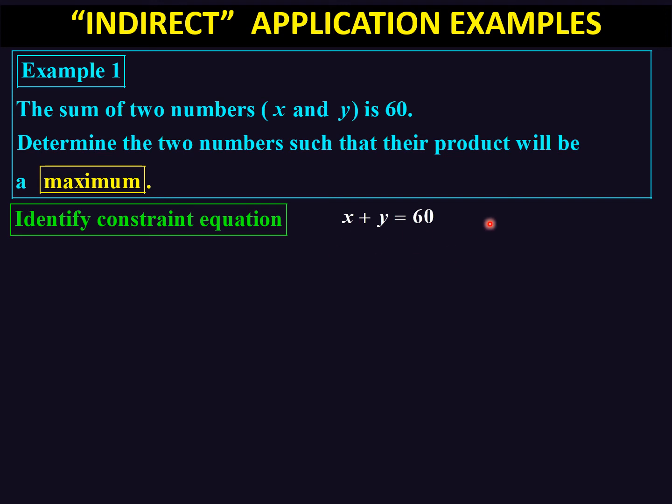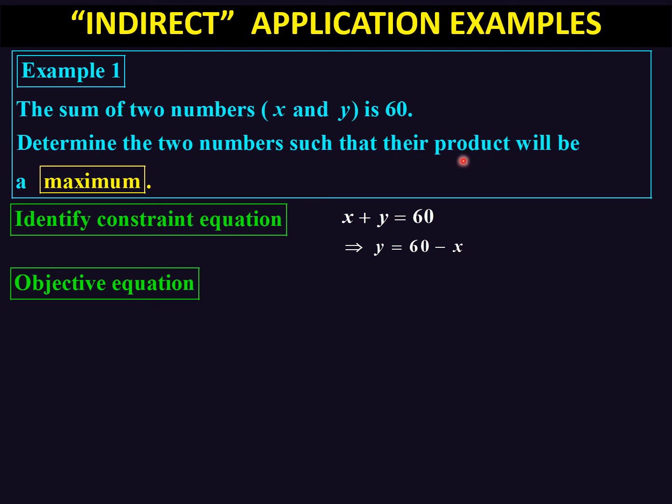We have two variables here, x and y. Let's make one of them the subject. In this case, it's immaterial whether I choose x or y, it will be exactly the same. So let's go for y. y is equal to 60 minus x. Objective equation. Now we have to see what's our objective. We want to maximize. What do we want to maximize? Let's read there. We want to maximize their product.